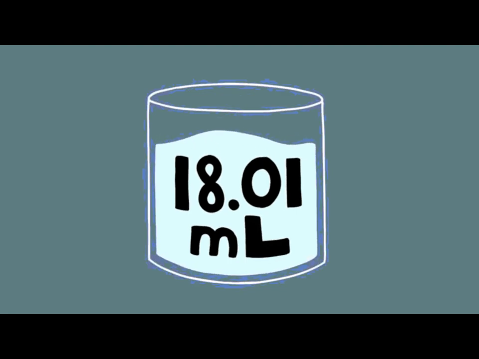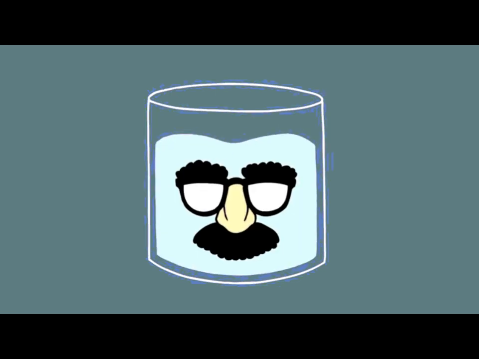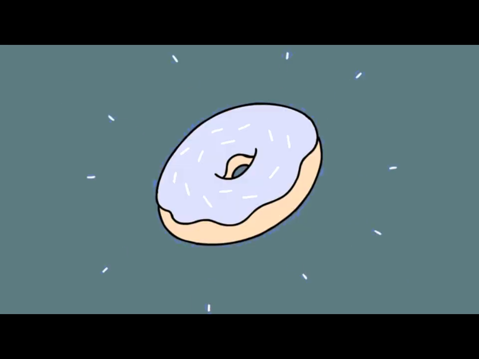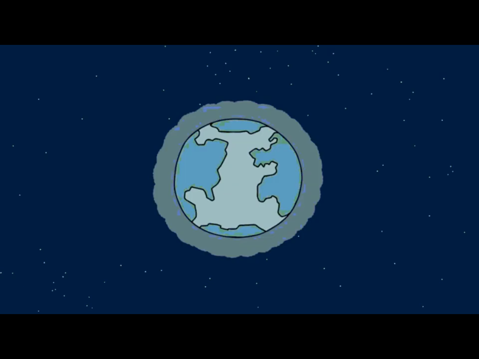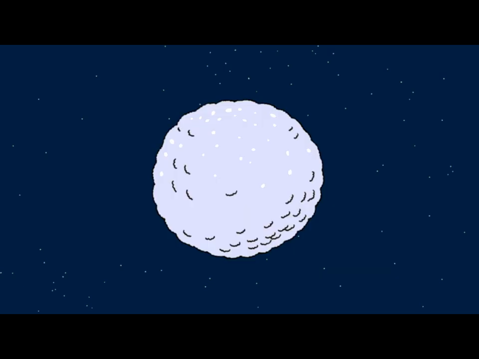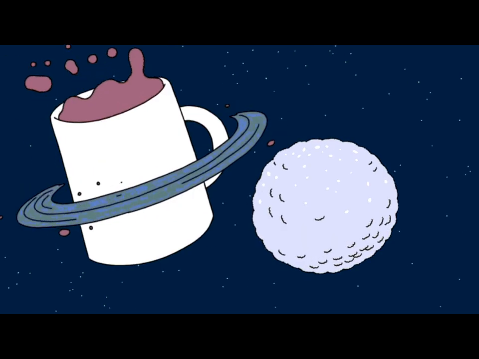Remember our 18.01 milliliters of water? Well, that's a mole of water. But how much is that? Exactly what does 602 sextillion look like? Maybe this will help. Exchange the water particles for donuts. If you had a mole of donuts, they would cover the entire Earth to a depth of 8 kilometers, which is about 5 miles. You really need a lot of coffee for that.